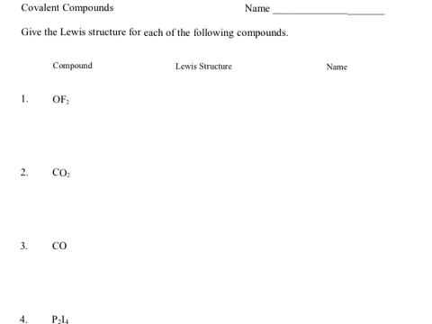Alright, let's do this. Let's start off by naming each compound and then drawing the Lewis structure. So the name of this, we have one oxygen and we have two fluorines. So therefore the name is going to be oxygen difluoride. We only have one oxygen, so we don't have to say mono, not for the first one. And then because there's two fluorines, we're going to call it difluoride.